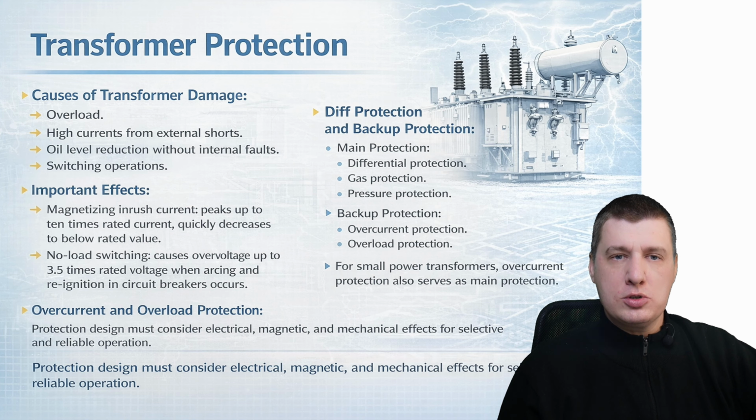In the electrical network, transformer protection uses main protection and backup protection. The main protection includes differential protection, gas protection, and pressure protection. Backup protection uses overcurrent protection and overload protection. For small power transformers, overcurrent protection also serves as main protection. Transformer protection design must account for electrical, magnetic, and mechanical effects. Only then does the protection operate selectively and reliably.